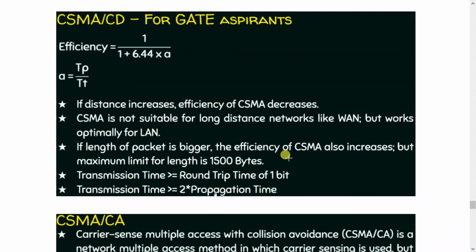If the length of your packet is bigger, the efficiency of CSMA also increases. Why does the efficiency increase if the length of the packet is bigger? Because in one shot you transmit as much data as you can. So basically you utilize the bandwidth effectively. But the maximum limit for length is equal to 1500. Why do we have a maximum limit? So that we give opportunity and chance to other nodes to transmit their data.